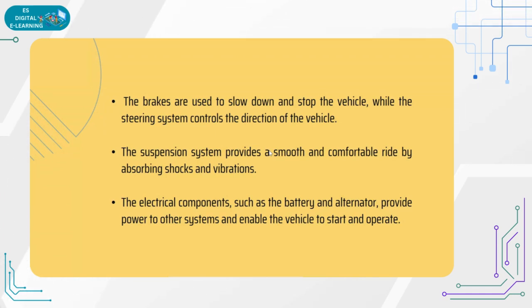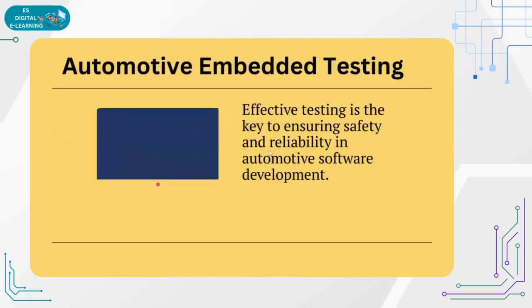And the electrical components, the batteries and alternators, enable the vehicle to start. Once you start the vehicle, you will give some speed, like you will give the acceleration. Whenever you give the acceleration, all the inputs you are giving, and the outputs, the engine speed, the acceleration, brake control, everything will be activated. So the system should operate.